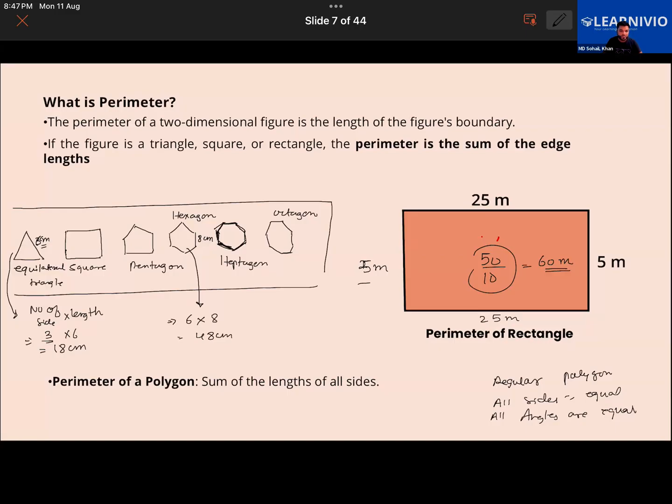So for the perimeter of a polygon, we can either add all the sides together, or we can multiply the number of sides with the given length. So that was about it.